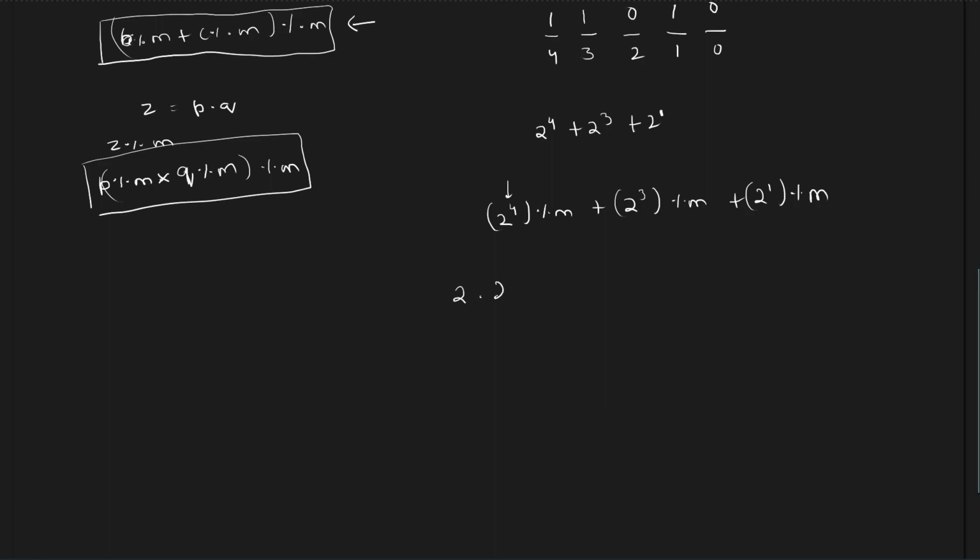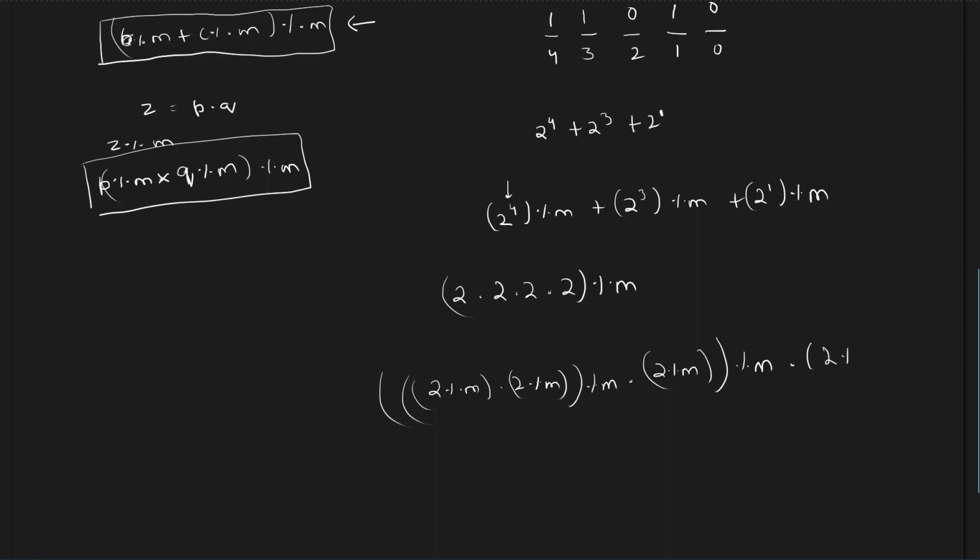It is 2 into 2 into 2 into 2, mod m. So it is just 2 multiplied 4 times. So you can apply modular arithmetic at each stage. You can do 2 mod m multiplied by 2 mod m, whole mod m, multiplied by 2 mod m, and then again whole mod m, multiplied by 2 mod m because there are 4 2's, and again whole mod m.